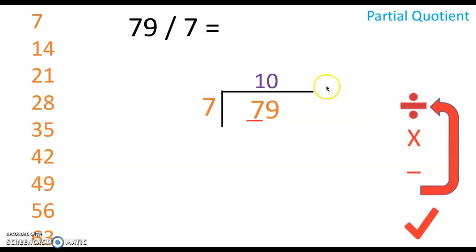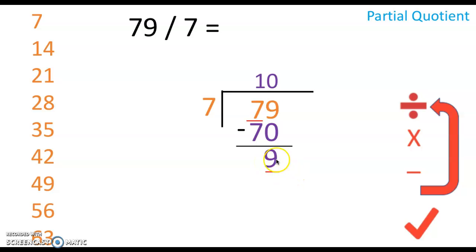Now let's multiply. 10 times 7 is 70. Then I'll subtract. 79 minus 70 is 9. Then we're going to repeat back to division. We'll move on to our next place value, which would be our ones place.